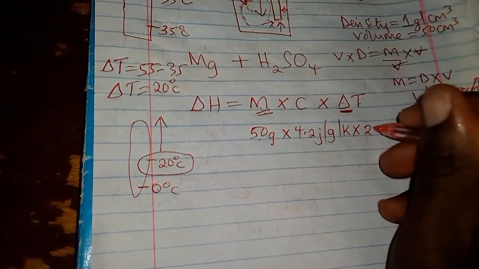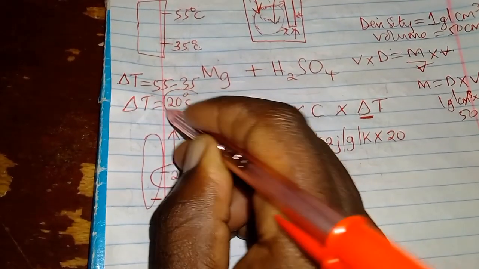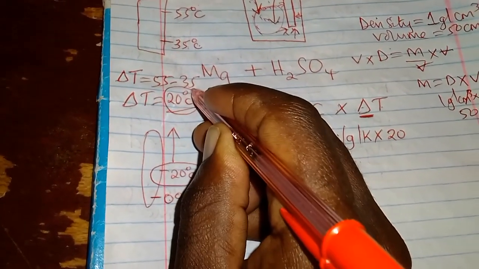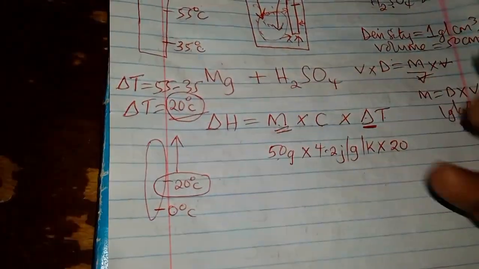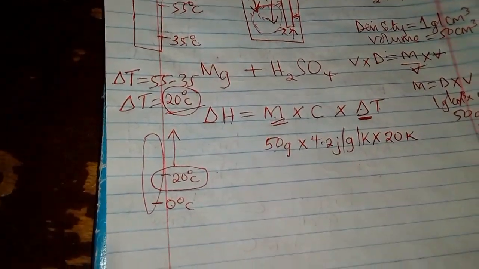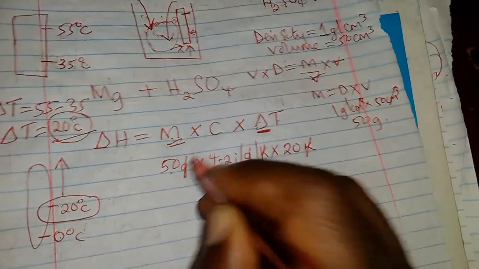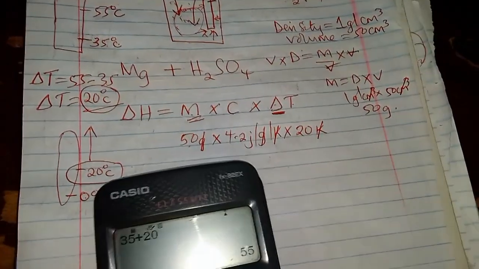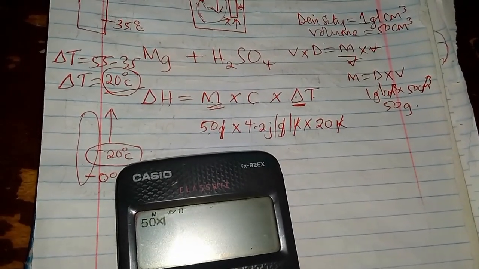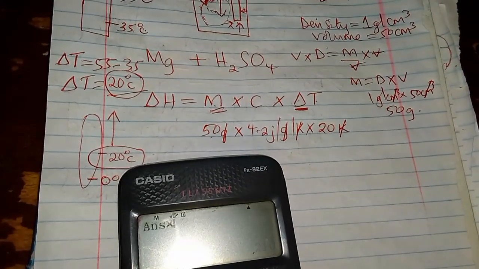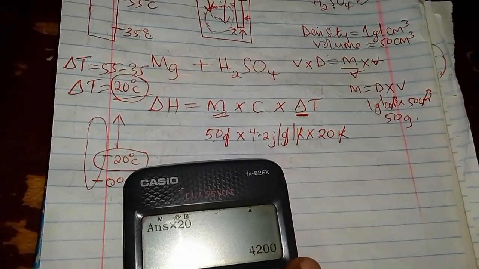So you are going to say times 20, the change in temperature. Don't change this into Kelvin. That only gets done under a topic called gas laws in Form 3. So if you have 20 degrees Celsius, please take that to be 20 Kelvin. Kelvin and Kelvin disappear, grams and grams disappear. So at the end of the day, we are going to say 50 times 4.2 times 20. You can have 4200.